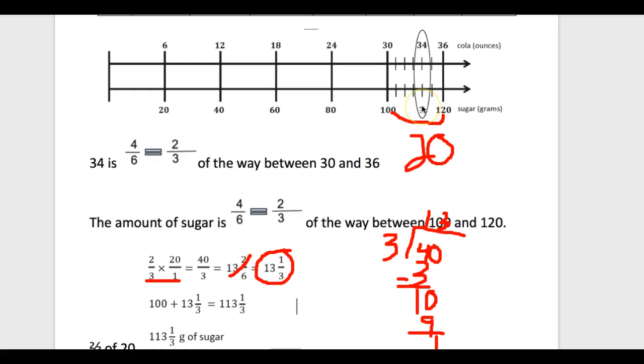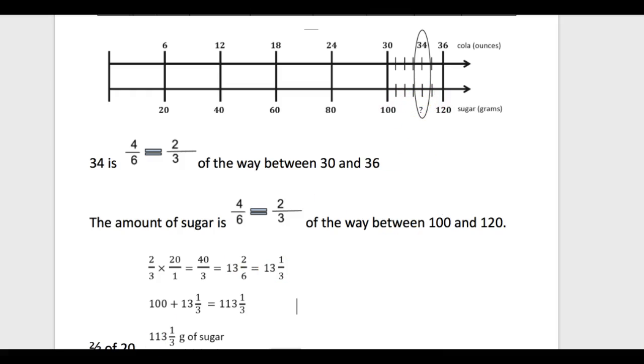That's not the number though, because 13 would be way down here. We have to take that number and add it to the 100 where we're at. We're at 100, and now we have to go 13 1/3 more steps to get to here. So 100 plus 13 1/3 will bring us to 113 1/3, and that's what our question mark is. This piece right here is 113 1/3 grams of sugar.